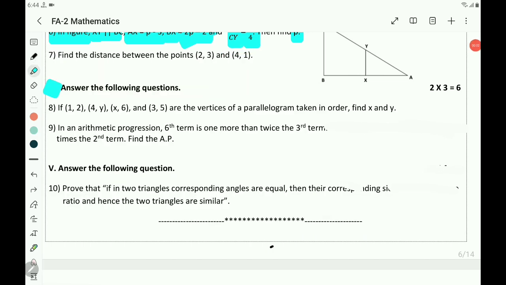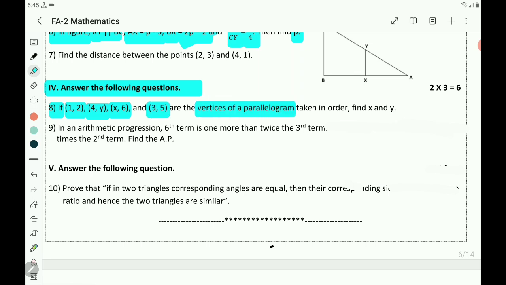Then fourth main question, answer the following questions. Eighth question, if (1, 2), (4, y), (x, 6) and (3, 5) are the vertices of a parallelogram taken in order, find x and y. Here the vertices of the parallelogram are given. What we have to find out? Here some unknowns are there. X is there and y is there. We have to find the value of x and y.